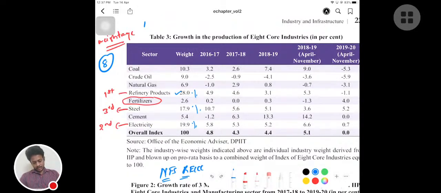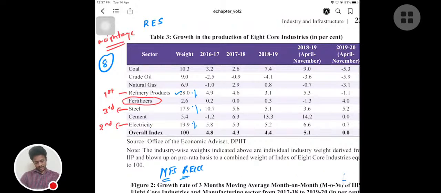Yeah, the first one is refinery, the second one is electricity, the third one is steel, right? So the fourth one below 17, that is your coal, I think, right? So this is the fourth one. After coal, the next one would be crude oil, that is your 5. After that it would be this, that is your 6. After that cement, that would be 7. Fertilizer is the least part, that would be 8.